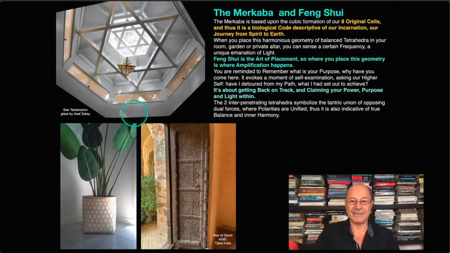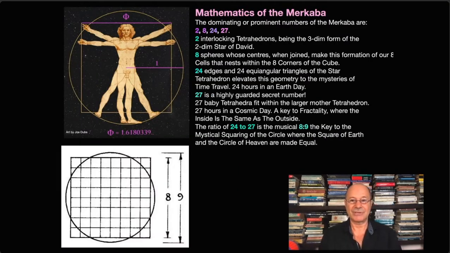You can see star tetrahedron shown in crop circles in Wiltshire. That was in 2017. So when you have this Merkaba shape here and you place this geometry in your home, that's called feng shui, the art of placing things. It's our 8 original cells. So where we place it, it amplifies energy. It makes harmonious energy. So the star tetra, because it relates to our 8 original cells, this is our incarnation. What was it that you chose to do when you came to Earth? Have you detoured from your original mission? So the star tetrahedron is about getting back on track and claiming your power and the purpose and the light within you. So that's why these are very sacred shapes.